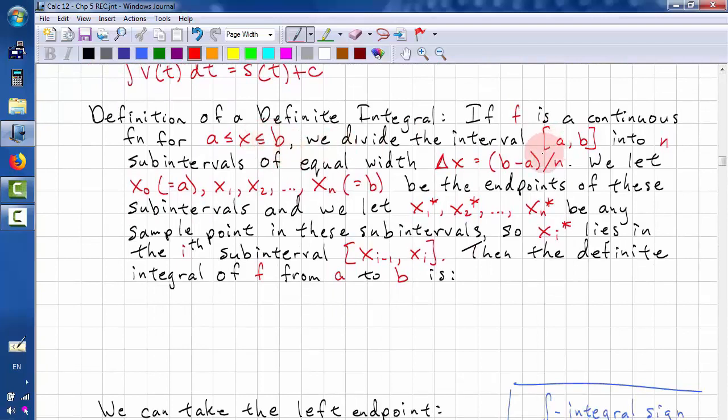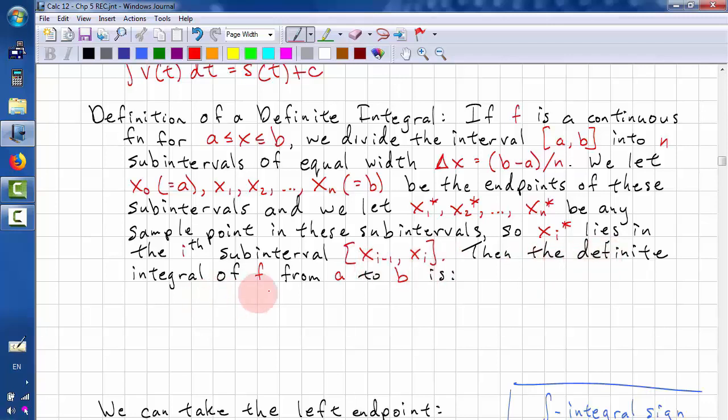The definition of a definite integral. If f is a continuous function for the closed interval a to b, and we divide the interval a to b into n subintervals of equal width, therefore delta x is equal to b minus a over n, we let x0 equal a, x1, x2, and so forth of equal intervals until we get xn equals b, be the endpoints of these subintervals, and we let x1 star, x2 star, all the way to xn star be any sample point in these subintervals, so that xi star lies in the ith subinterval xi minus 1 to xi.